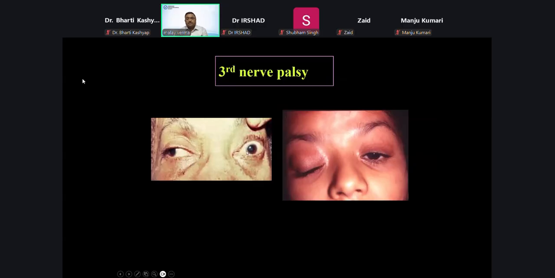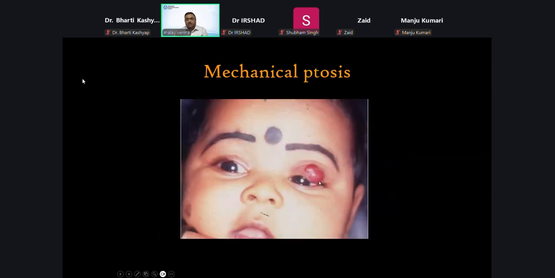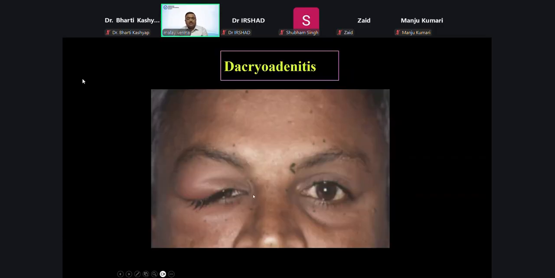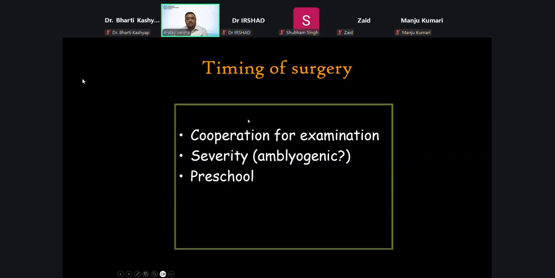And this is third nerve palsy, where there is an exodeviation. And this is a mechanical ptosis seen in a kind of neurofibroma. Capillary hemangioma causing a mechanical ptosis here. And this is dacryoadenitis, typical S-shaped contour. And then once again, we need to do proper examination to rule out masses which are producing a ptosis.